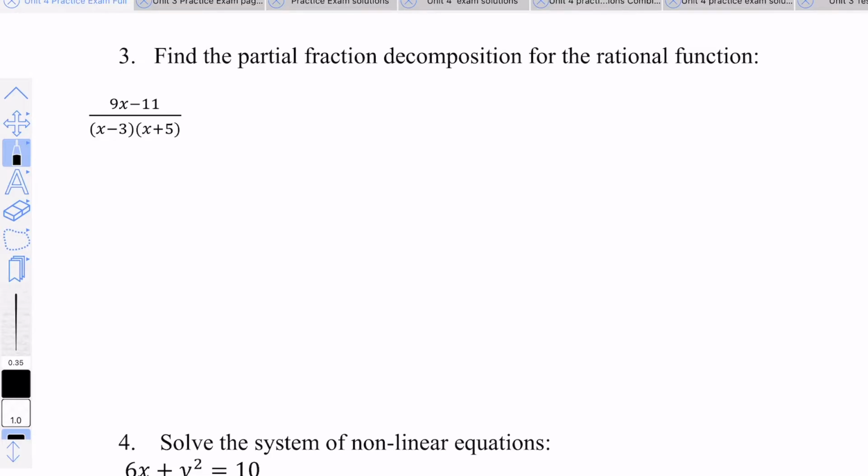Question 3 is from section 5.3, finding the partial fraction decomposition. So first step is to find the form of the partial fraction, and remember that's determined, the number of partial fractions is determined by how many factors there are of the denominator. There's 2 factors, so we're going to have 2 partial fractions.